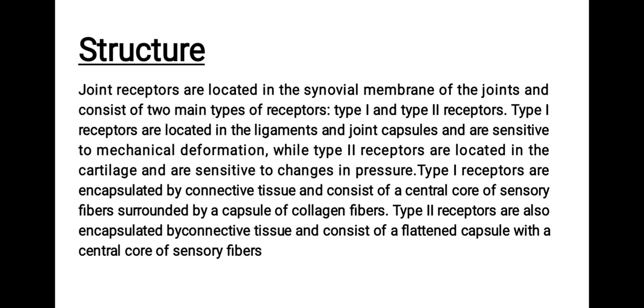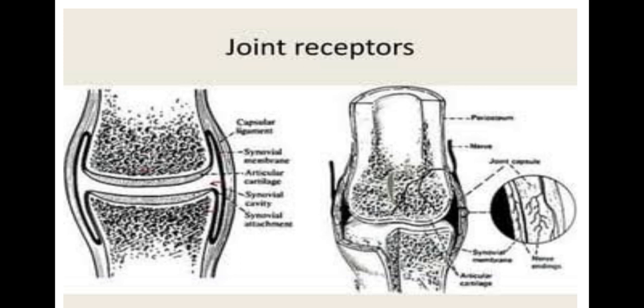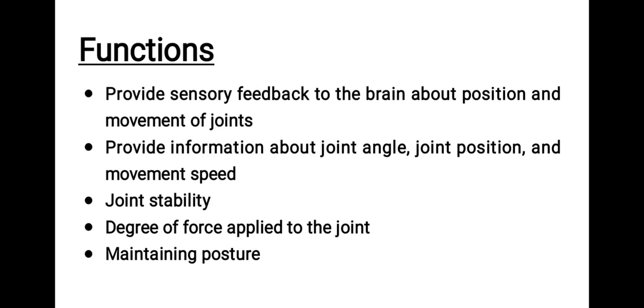Type 1 receptors are encapsulated by connective tissue and consist of a central core of sensory fibers surrounded by a capsule of collagen fibers. Type 2 are encapsulated by connective tissue and consist of a flattened capsule with a central core of sensory fibers. Stimulation mechanism is similar to the earlier one.